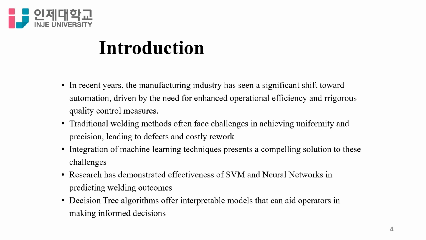Here is the introduction. In recent years, the manufacturing industry has seen a significant shift toward automation driven by the need for enhanced operational efficiency and rigorous quality control measures. Traditional welding methods often face challenges in achieving uniformity and precision, leading to defects and costly rework. So, the integration of machine learning techniques presents a compelling solution to these challenges. Research has demonstrated the effectiveness of support vector machines and neural networks in predicting welding outcomes. The decision tree algorithms offer interpretable models that can aid operators in making informed decisions.